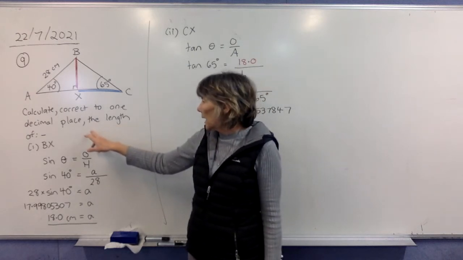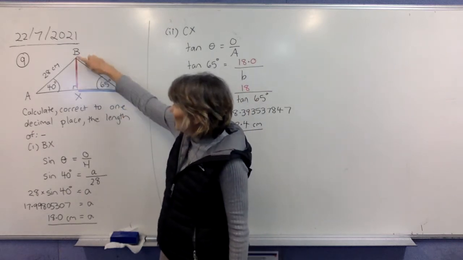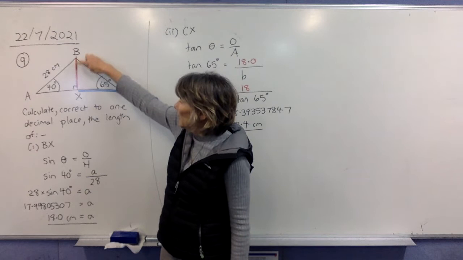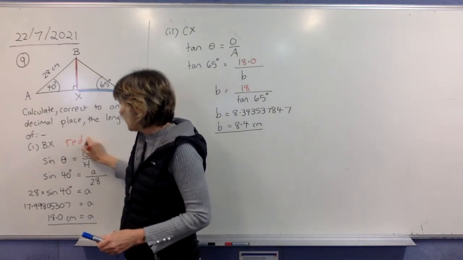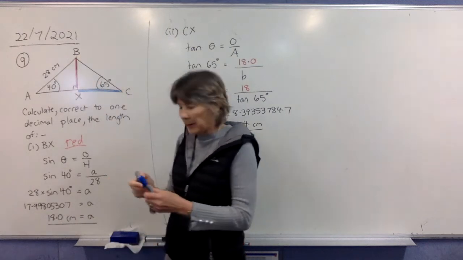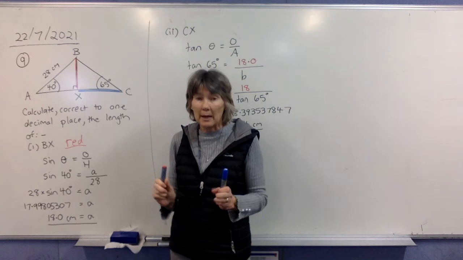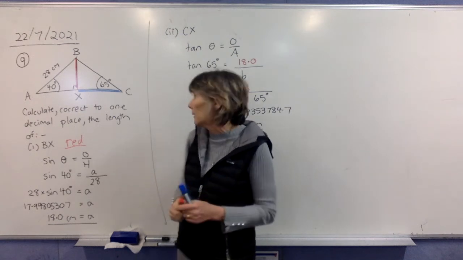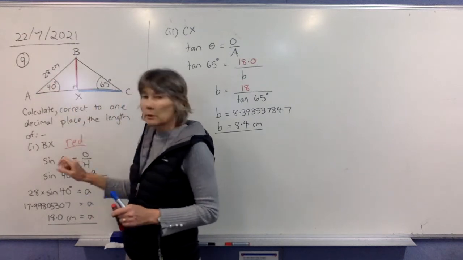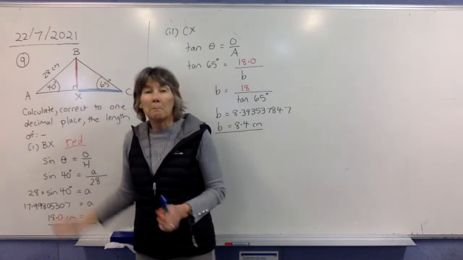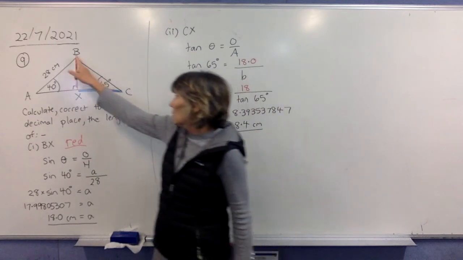Firstly, it says calculate the length of BX. So BX is the side from B to X. Alright, so it's the red that we're looking at here. So we're looking for the red one. Now, you have to look at what that red line is a part of. Which triangle is it part of? Well, it's part of this triangle. It's also part of this triangle. But which one has the most information in it? It's this one over here.